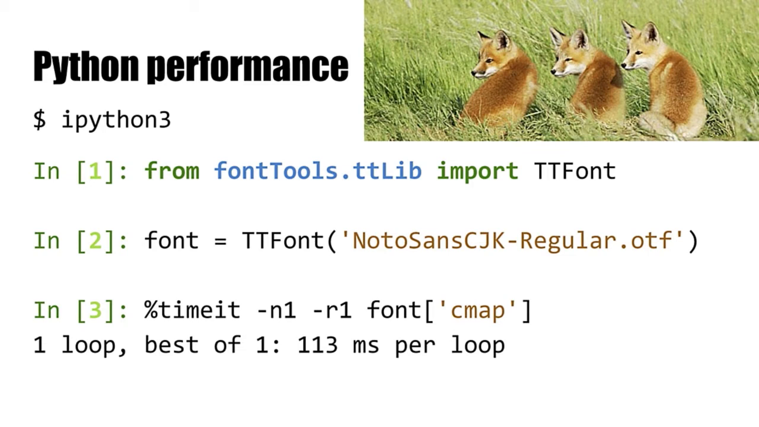Here, just loading the CMAP table of Noto Sans CJK Regular takes 113 milliseconds. And all the other tables in the font we have made lazy. The CMAP you still have to load. Changing that is such a drastic change to what FontTools does.